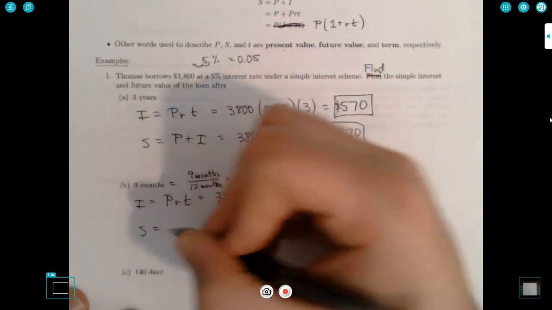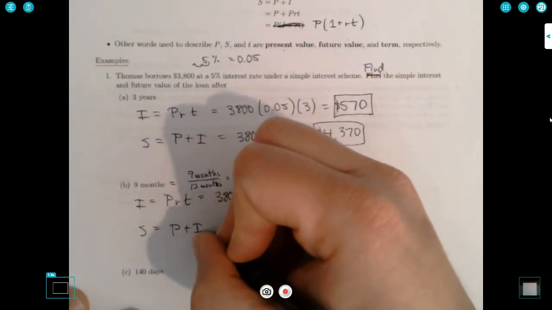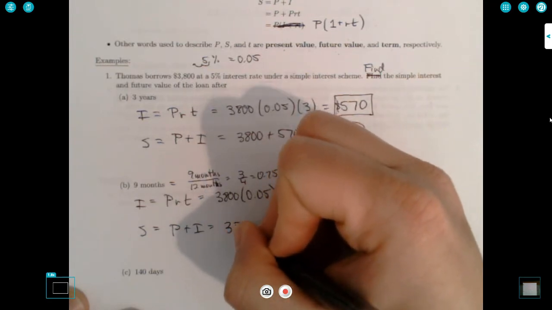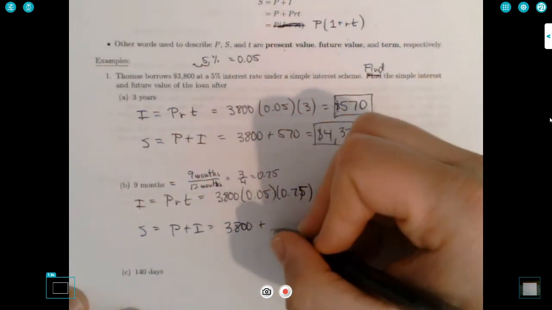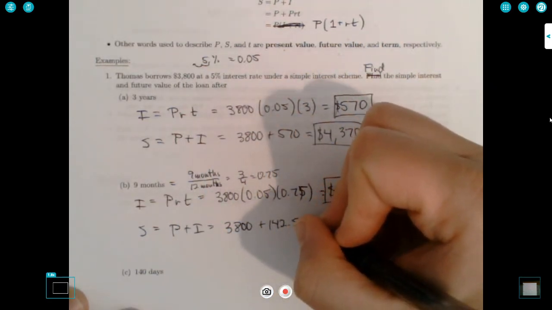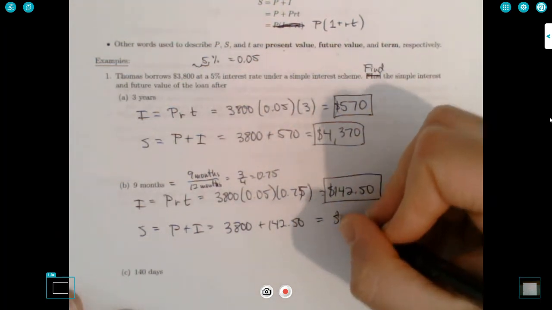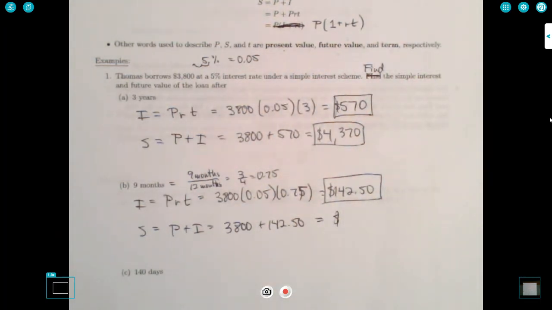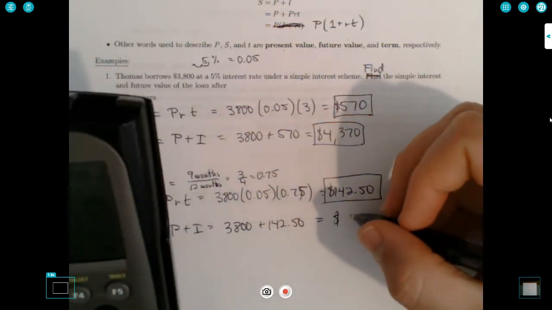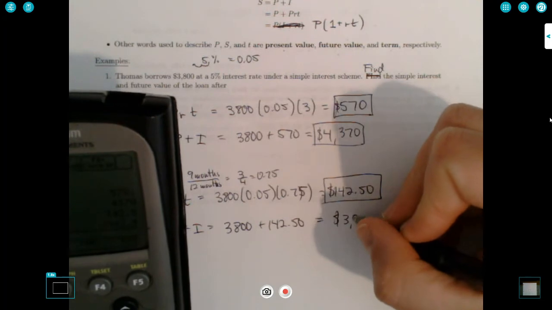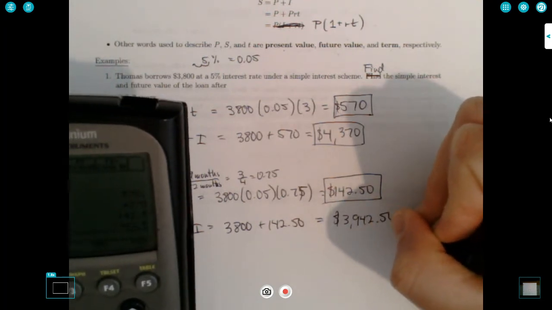The future value then, P plus I, is going to be 3,800 plus 142.50. And that's going to come out to 3,800 plus 142.5. That's going to be $3,942.50.